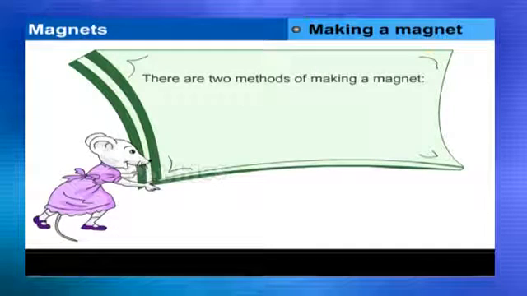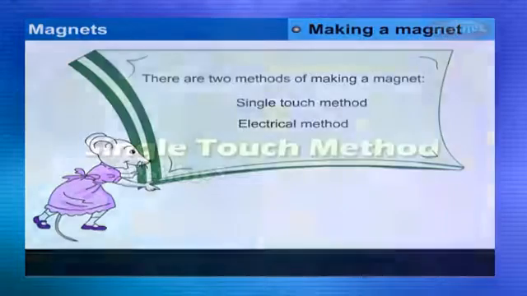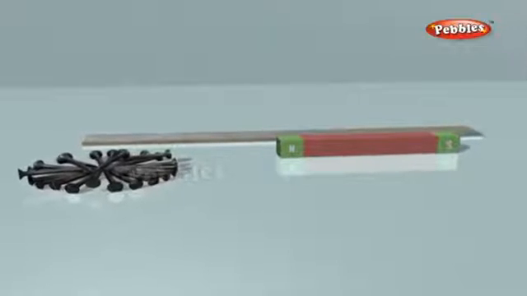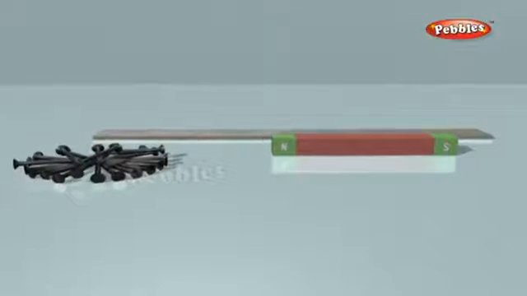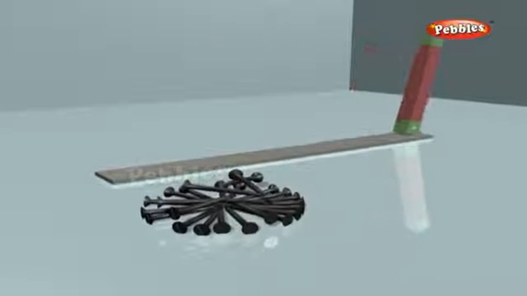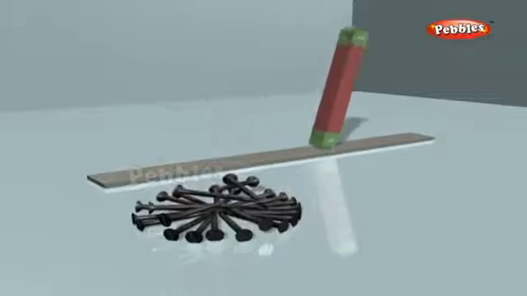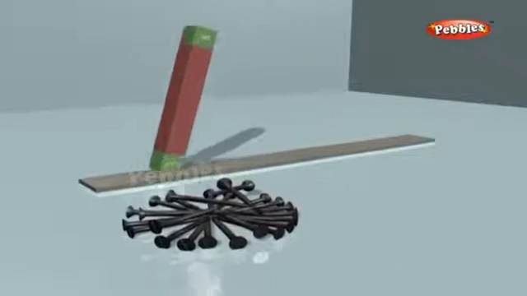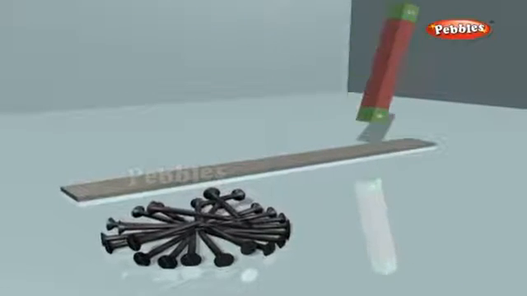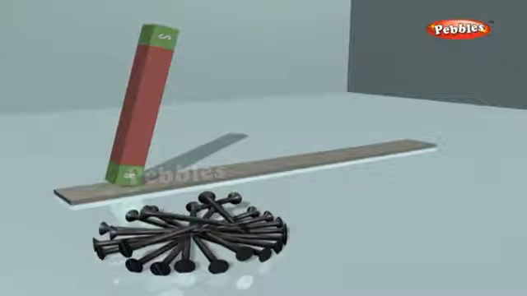Making a magnet. There are two methods of making a magnet: the single touch method and the electrical method. Single touch method. The iron bar AB, which is to be magnetized, is kept on the table top. A strong bar magnet is kept nearly vertical with its pole touching one end of the iron bar. The magnet is moved along the iron bar to the other end. It is then raised and brought back to the starting position. The process is repeated 30 to 40 times, moving the magnet always in the same direction.